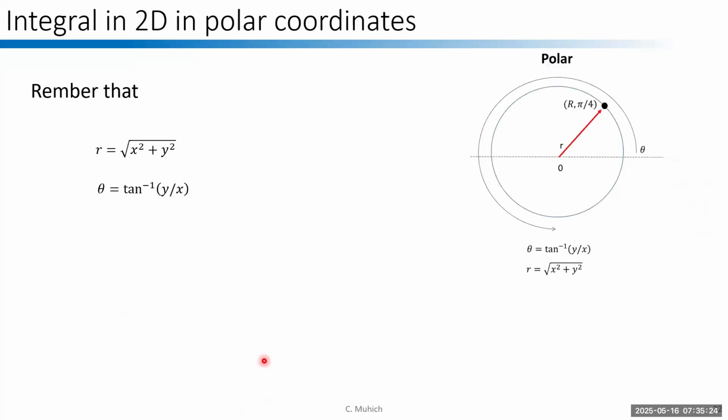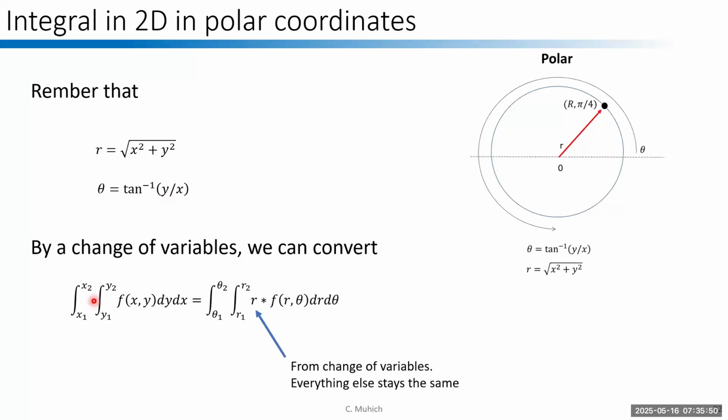Okay, now that we've covered two-dimensional integration in Cartesian coordinates, it's time to move on to considering integration in polar coordinate systems. We're of course going to remember that r, the radial component, is the square root of x squared plus y squared, and theta is the inverse tangent of y over x. So therefore, we're going to convert our two-dimensional integral from x and y to r and theta.